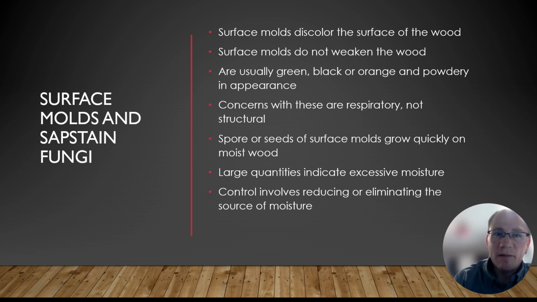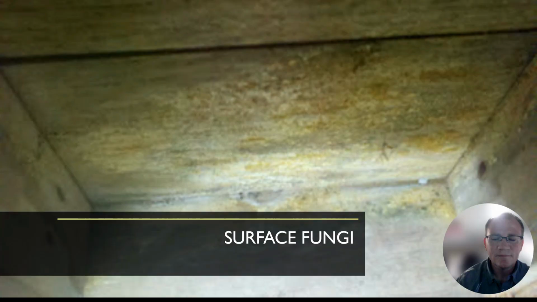And if you're seeing large quantities of these, there's definitely a major moisture issue. So you need to be thinking to yourself, what can I do to reduce that moisture? And as we go through the next few slides, we'll talk about some things that you can do to help that problem. In this slide, you're going to see some surface fungi. As you can see on this surface fungi, it's actually a yellowish orange color mixed in with some greens, but it's a real powdery looking fungi.